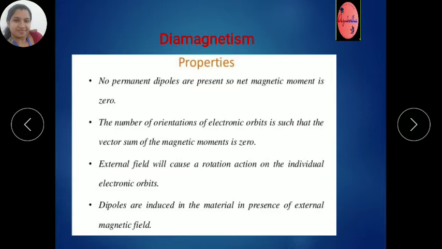First one is diamagnetism. The properties are: no permanent dipoles are present, so the net magnetic moment is zero. What is the meaning of net magnetic moment or induced magnetic moment being zero? If we place a diamagnetic material in a magnetic field, no given magnetic field lines enter into the body. That means the induced magnetic field in that case is zero. That is represented as no permanent dipoles.